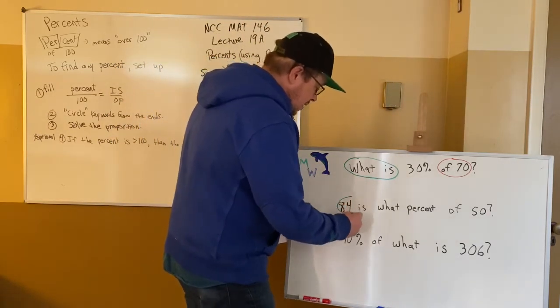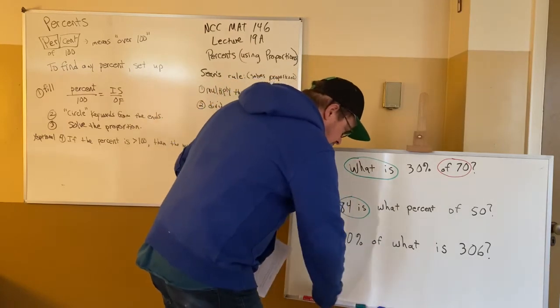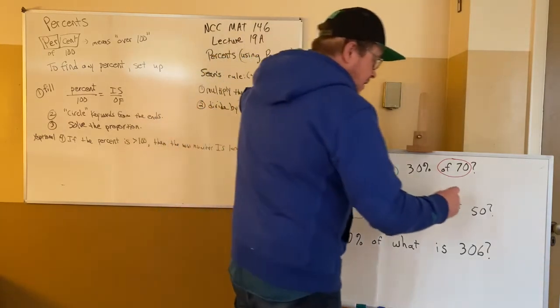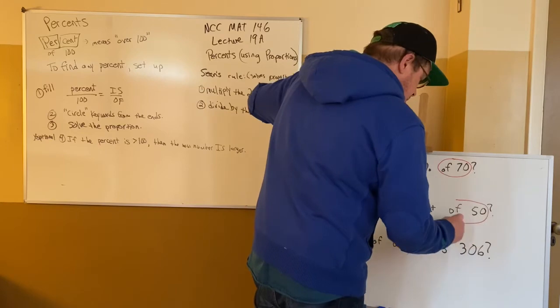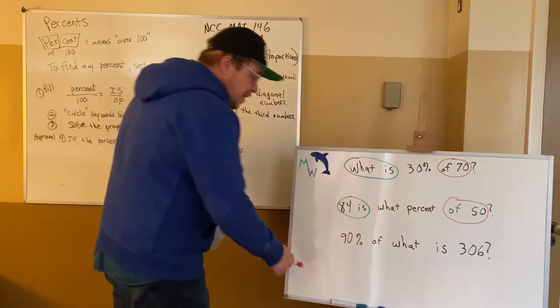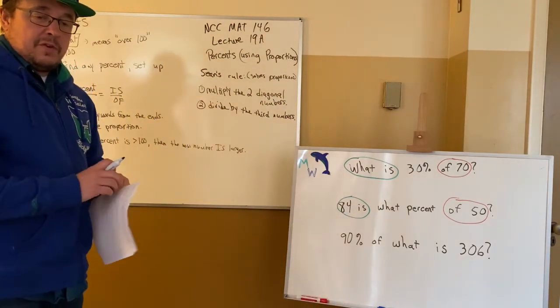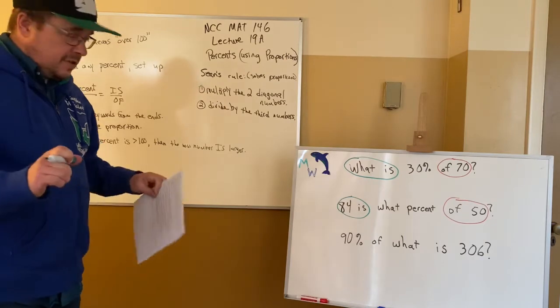84 is, skip over the middle, go to the back. 50 goes with of. It's not because they're big or small, it's because the is or of relationships will tell you which one is the original. You get the original, it's something that you make up of the original.